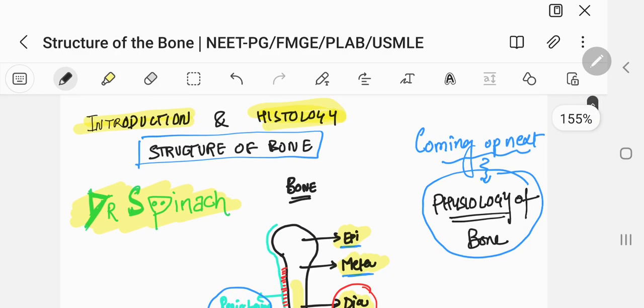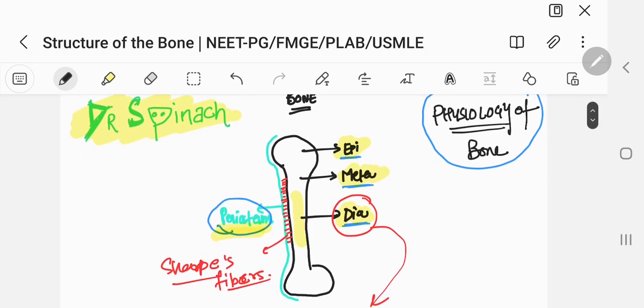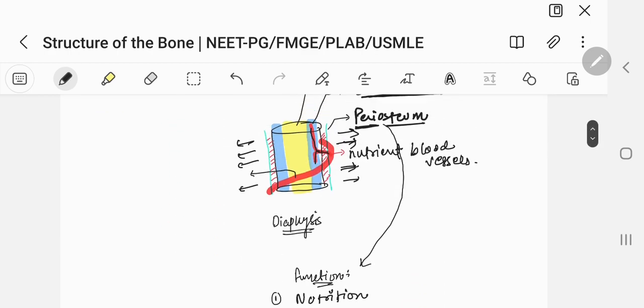This also actually completes the structure of bone. Not much, isn't it? So remember, there are 3 parts, that is epiphysis, metaphysis, and diaphysis. Then it is covered by the periosteum, which has Sharpey's fibers. The periosteum is a fibrous sheath which actually helps in growth of the bone as well as provides nutrition to the bone. So we have seen everything here.